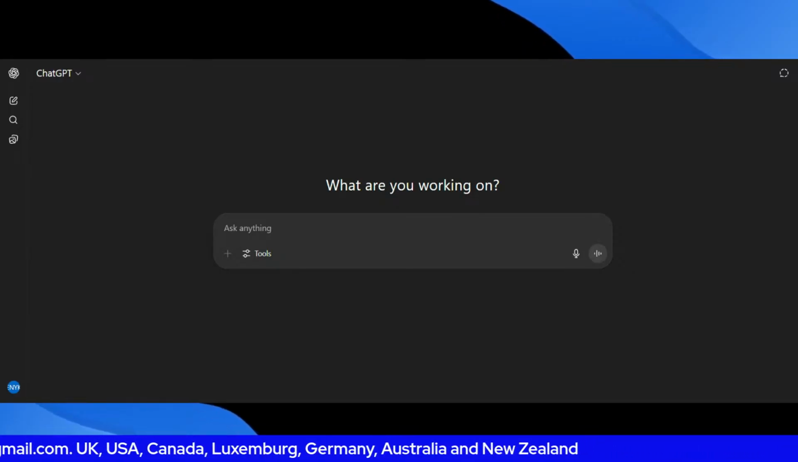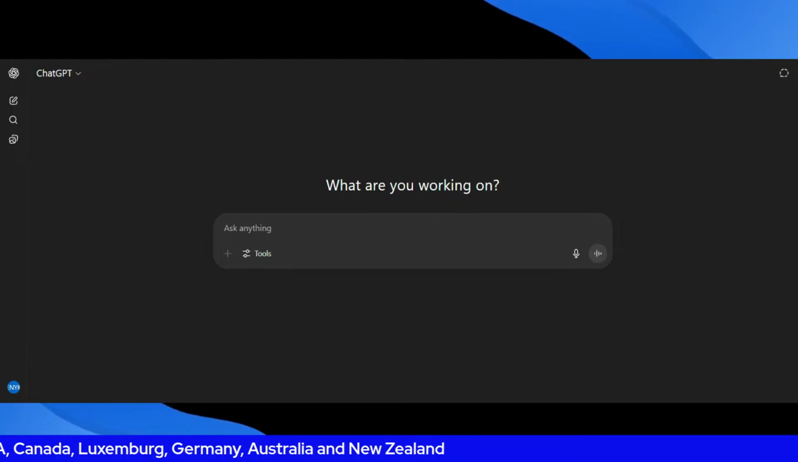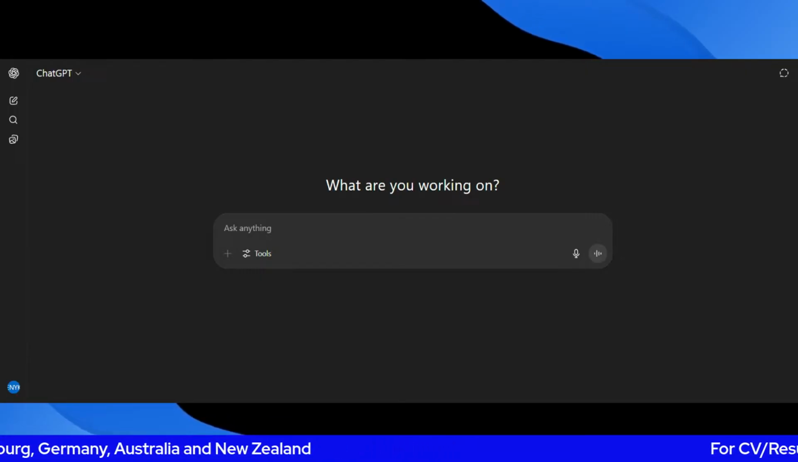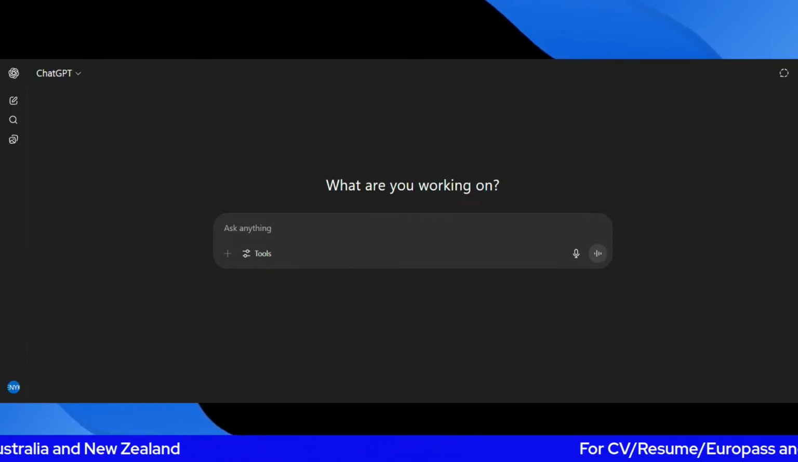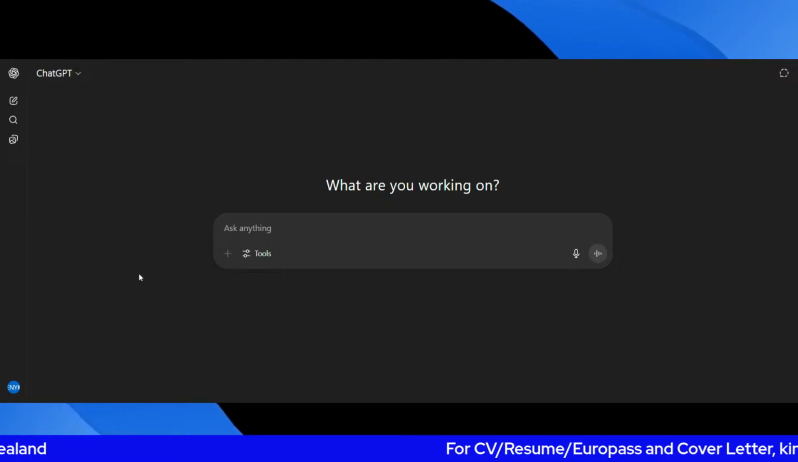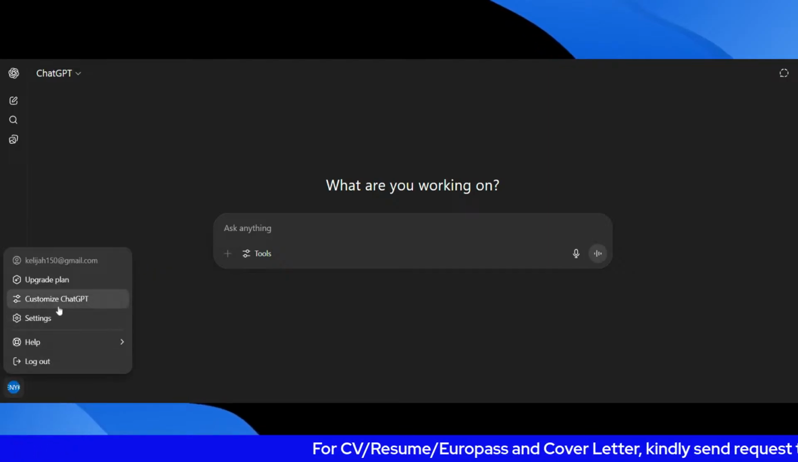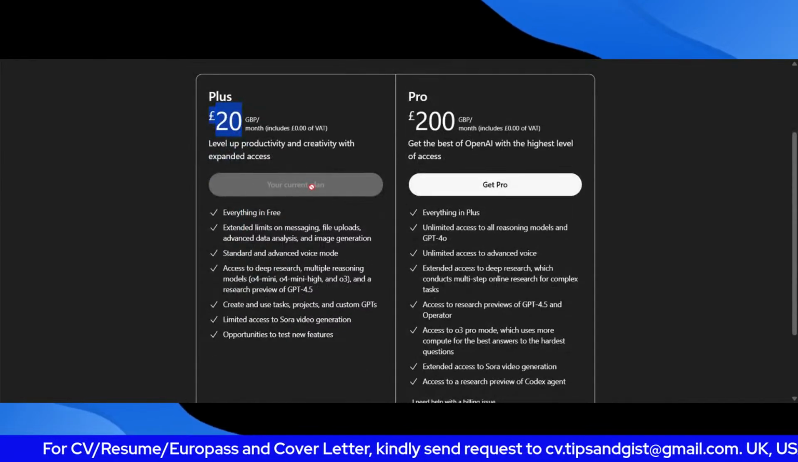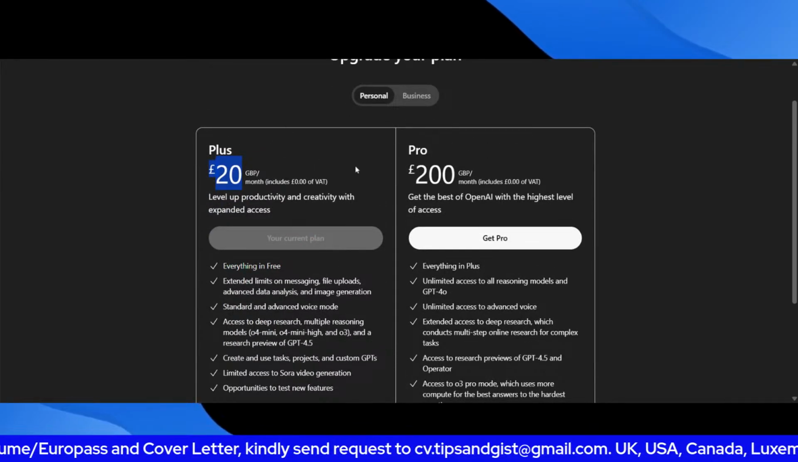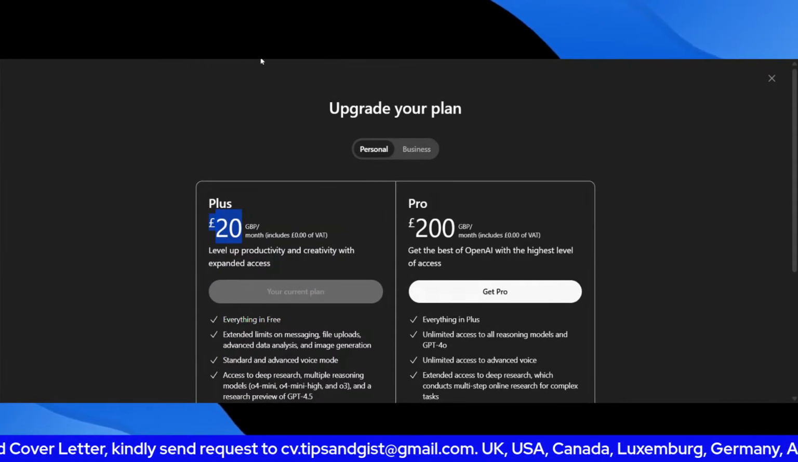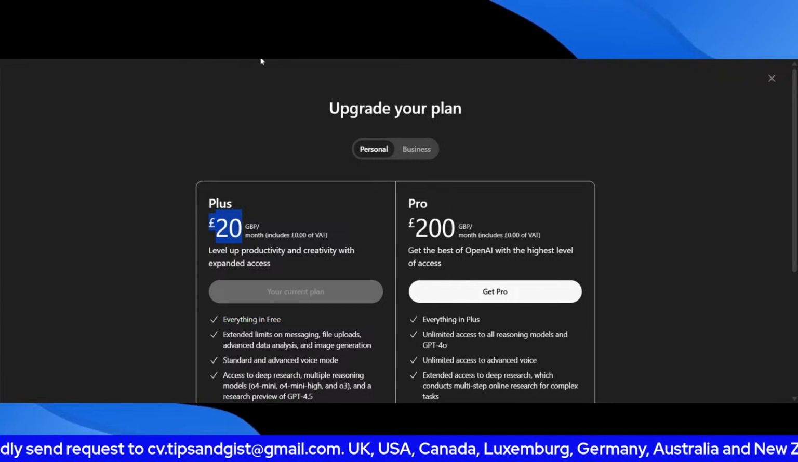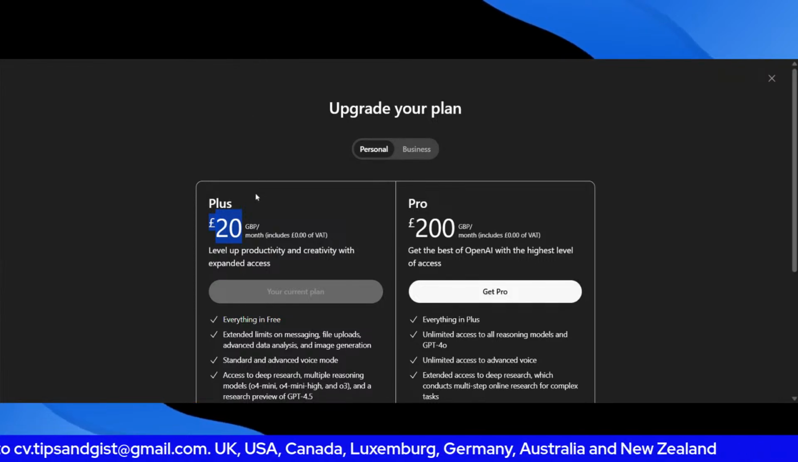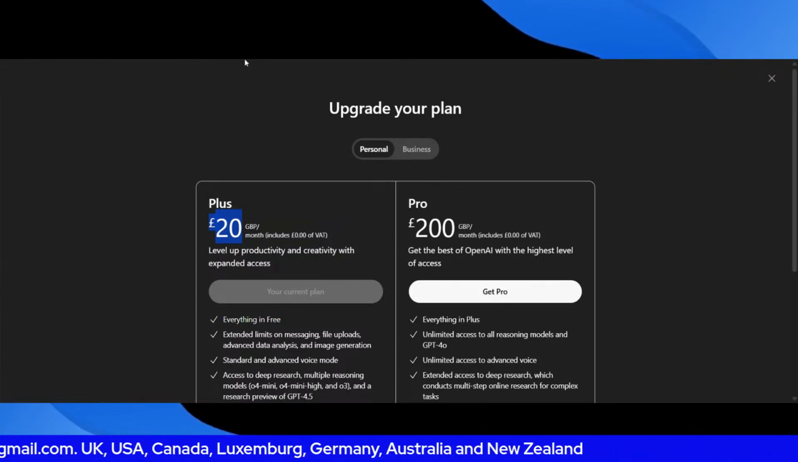If you go and use ChatGPT, I have ChatGPT. ChatGPT is what you see on the screen. My ChatGPT is not free. Okay, I have subscribed to my ChatGPT, but I don't use it for a resume. I pay £20 every month. You can see on the screen, my current plan, £20 every month, just for research. I use it for research purposes.